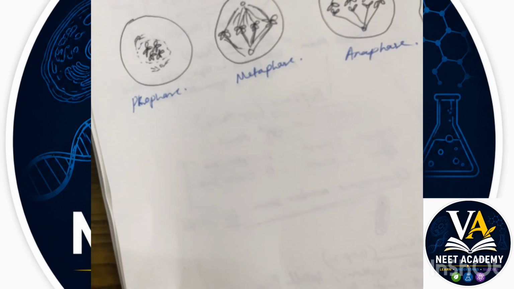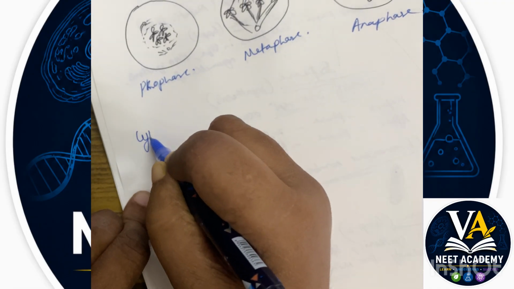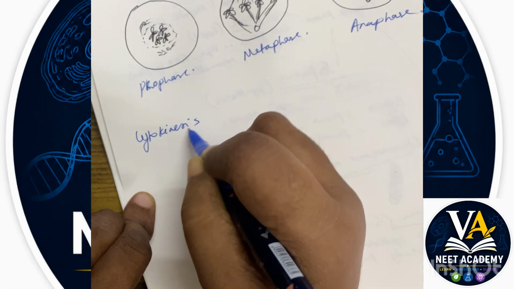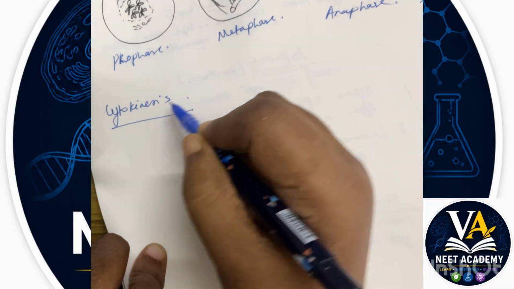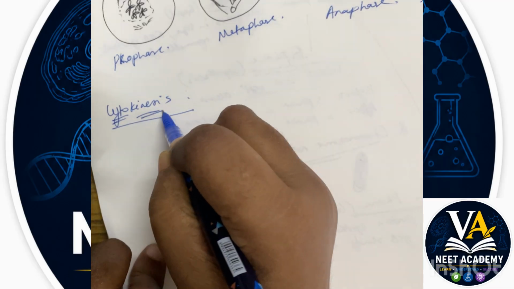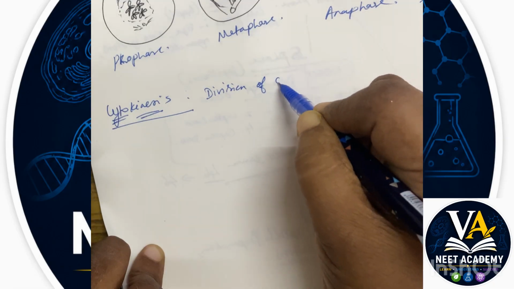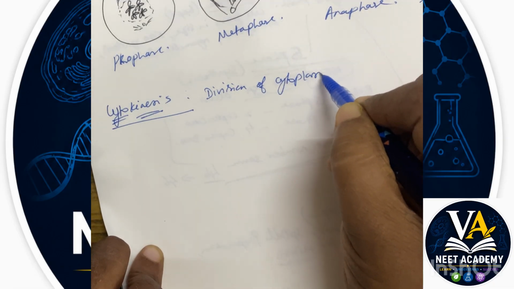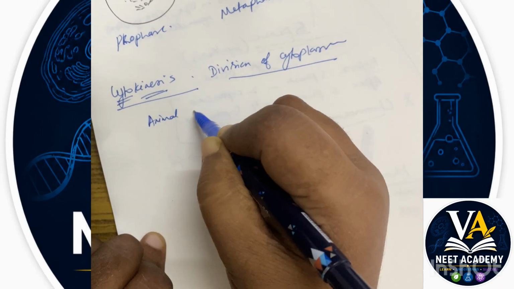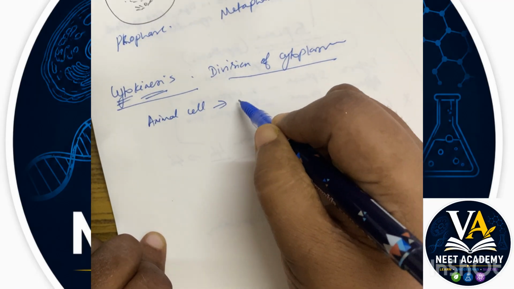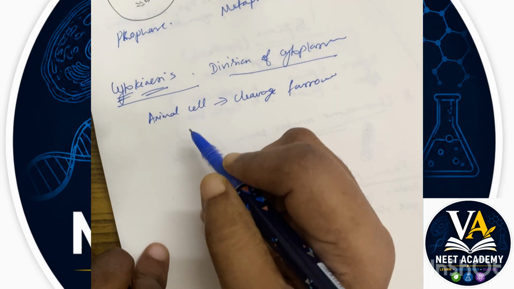And then the next phase of the cell cycle is called cytokinesis. So, what happens in cytokinesis? Cyto means cytoplasm, kinesis is division. So, this is division of cytoplasm. In animal cell there is a formation of cleavage furrow.